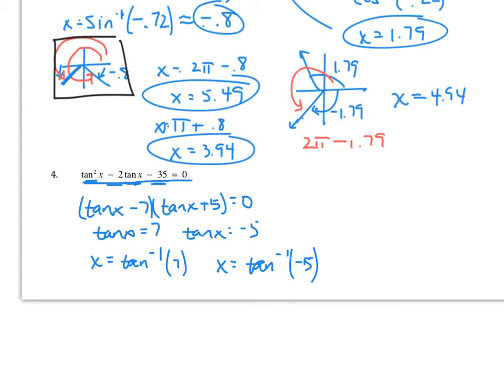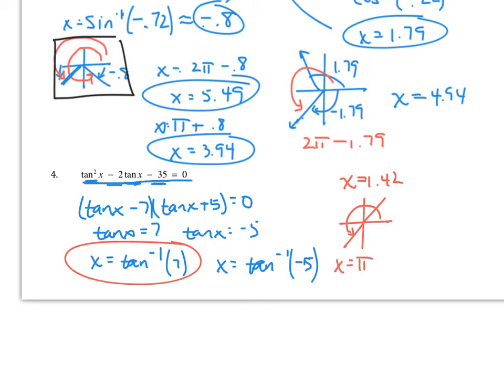Okay? All right, when I get those values, for the first set, for the tan inverse of 7, I'm going to get an x value of 1.42. Now remember, since it's tangent and it's symmetric across the origin, if we've got 1.42, well then I'm going to add pi to get the other one. Okay, so I've got x is also equal to pi plus 1.42, or x is equal to 4.57.